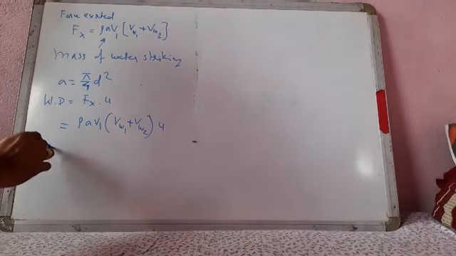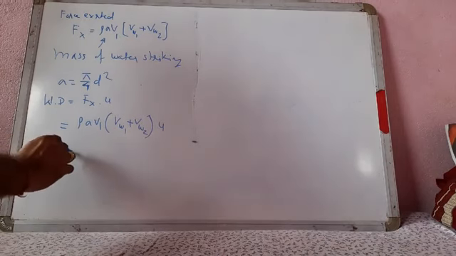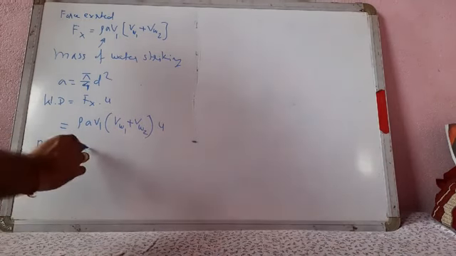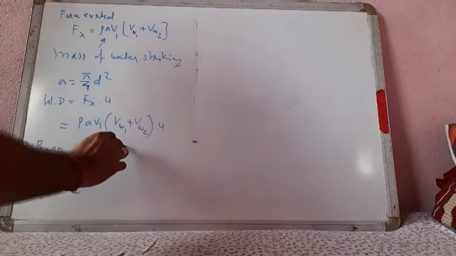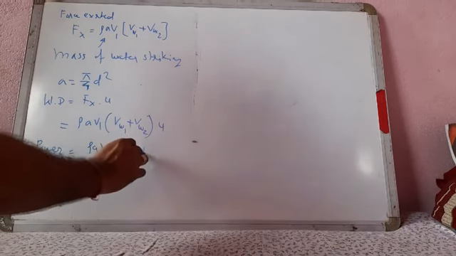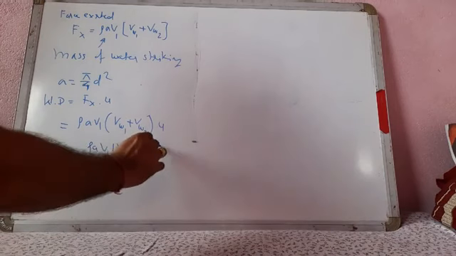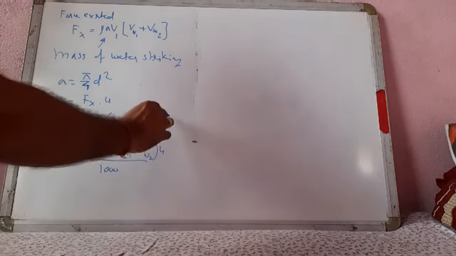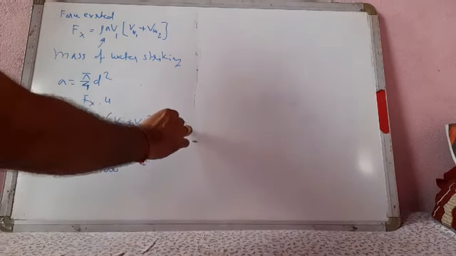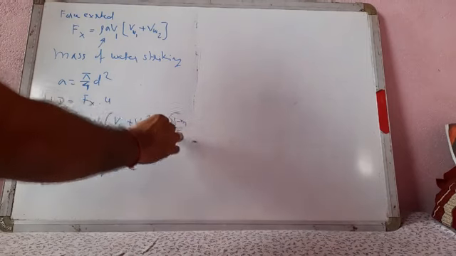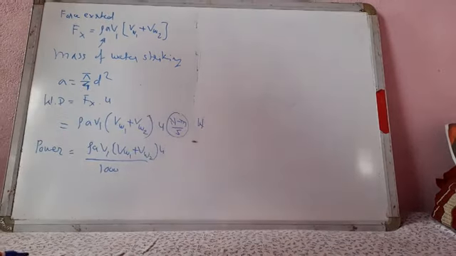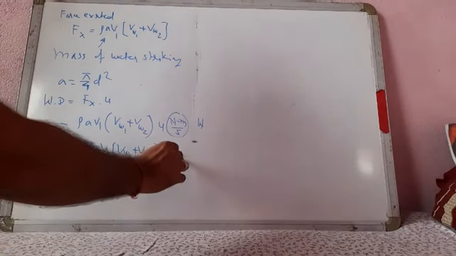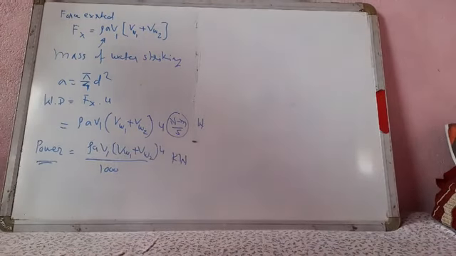Now power is in kilowatt, that is rho A V1 (VW1 plus VW2) into U by 1000. This is Newton meter per second, or this can be replaced by watt. By dividing by 1000, this is kilowatt, and power is generally in kilowatt. This is the bigger unit.